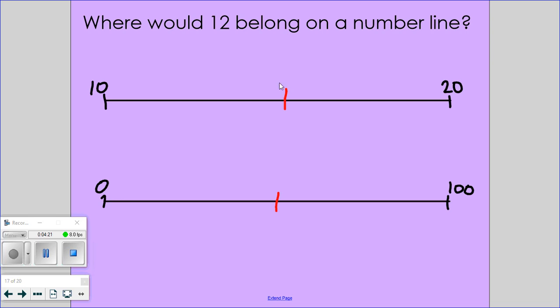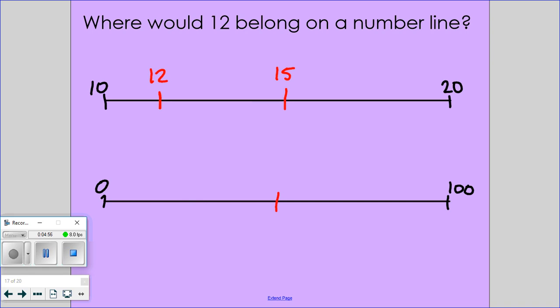What is the middle of 10 and 20? Middle between 10 and 20. Barrett? 15. So if that's where 15 is, where's 12 gonna go? Ada, where's 12 gonna go? Not next to 10 though, because we got 11. It's not going to be right next to 10 because we know that 11's got to go in there, but it's going to be closer to 10.